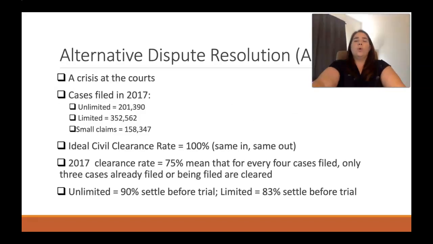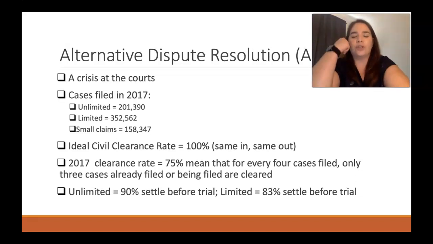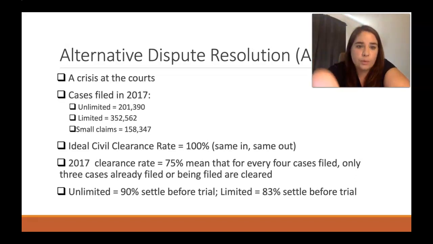Now, we have a crisis in our courts. California is a really great example. We have too many court cases for too few courtrooms, too few judges, too few lawyers. Well, not too few lawyers, but definitely too few judges and too few courtrooms. So in 2017, these are the numbers that we had filed in the state of California.